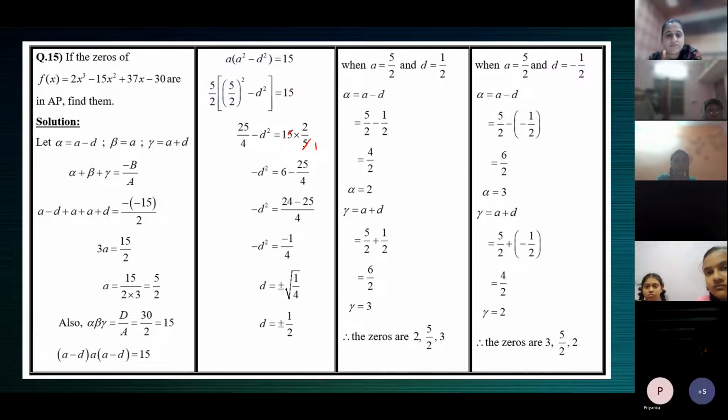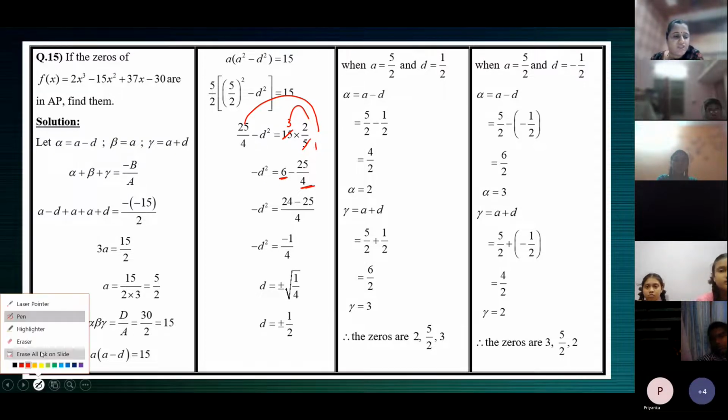5 ones are 5, 3 twos are 6, is what you see here. And when you transpose this, minus 25 by 4. So minus d square is equal to 6 minus 25 by 4. You're just solving for d, children.